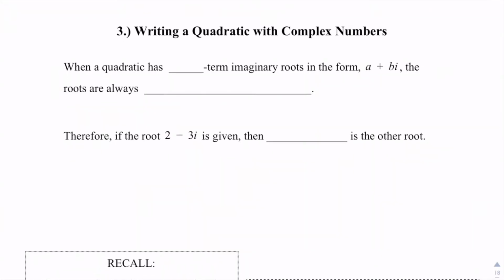First thing we're going to talk about is that a quadratic that has two imaginary roots, in the form a plus bi, the roots are always complex conjugates. Therefore, if you're told one root is 2 minus 3i, you know the other root is 2 plus 3i.